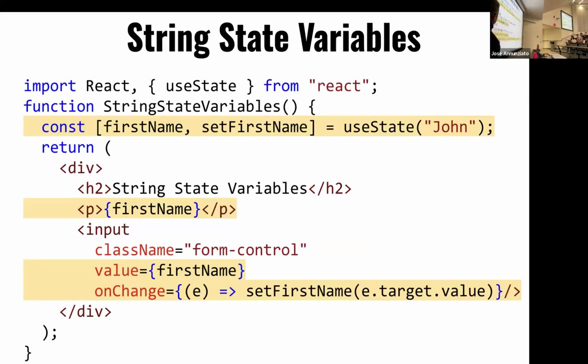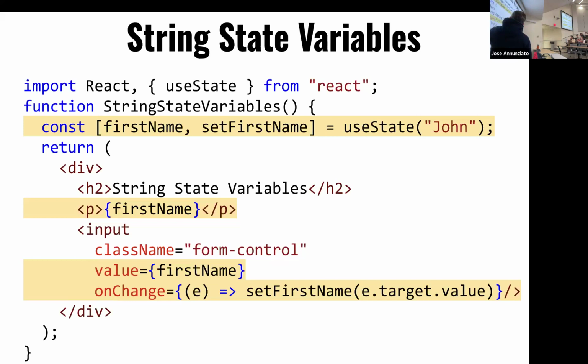So here's another one illustrating the use of strings. Here's a state variable where the value is a primitive data type, string. First name has an initial value of John, and it has its mutator, set first name, which is going to allow us to update the value of the first name. Wherever we see the state variable being used, like in this curly bracket, it will render John.